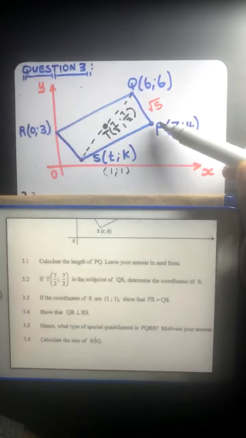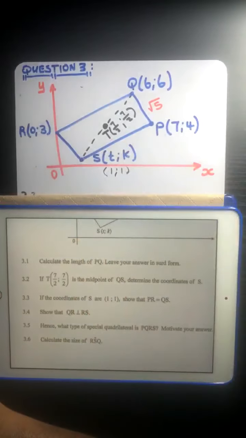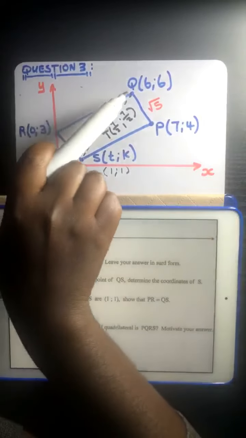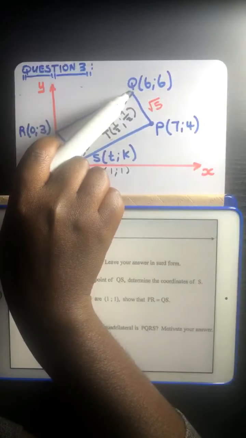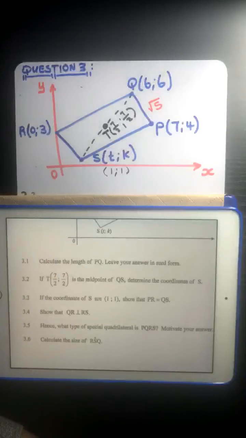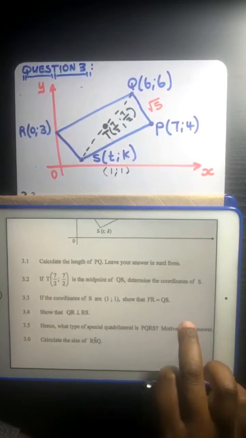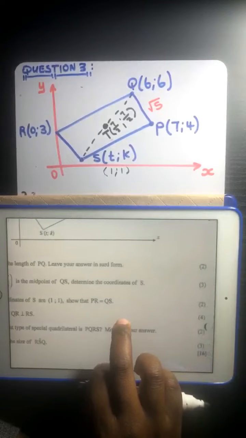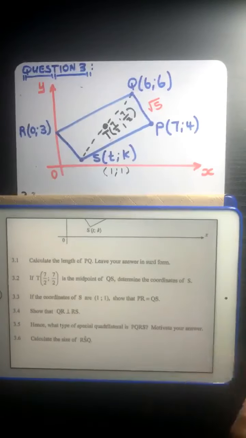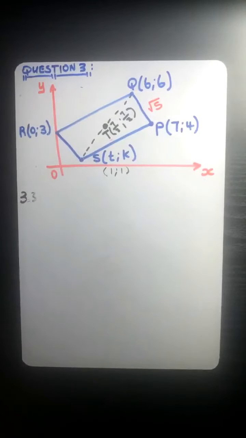Where is P? There is P. Where is R? There is R. Where is Q? There is Q. And there is S. If the coordinates of S are 1 and 1, show that PR and QS are equal. And this question is allocated 2 marks. How do we show, ladies and gentlemen, that PR is equal to QS? How can we show that?